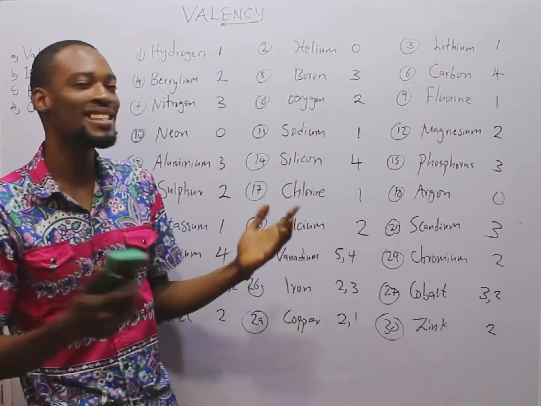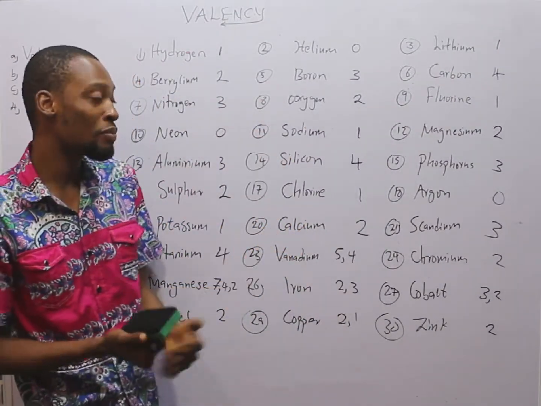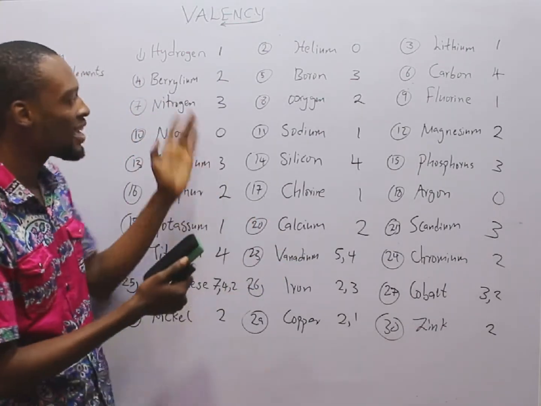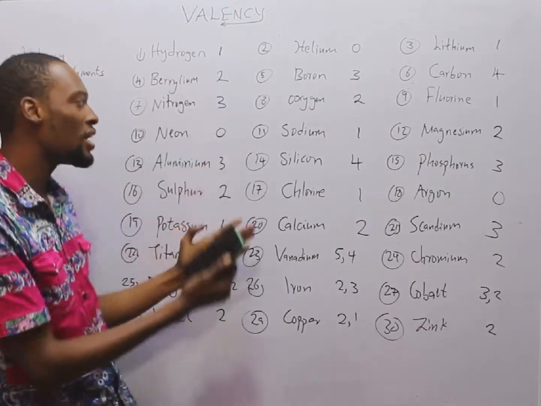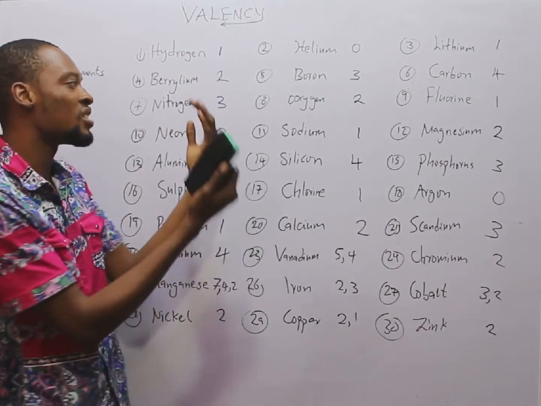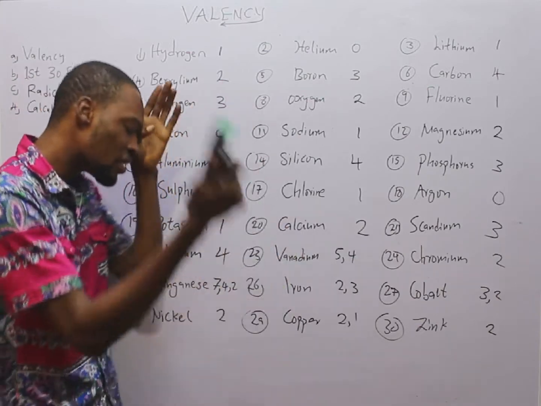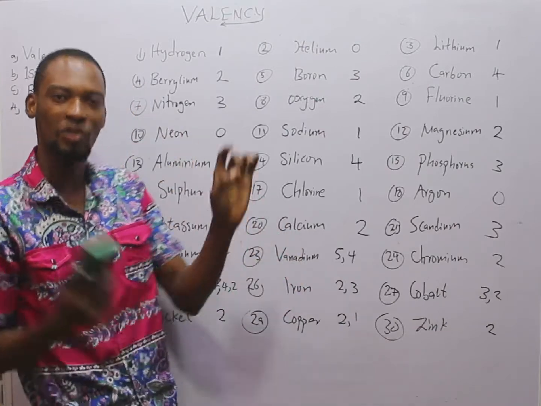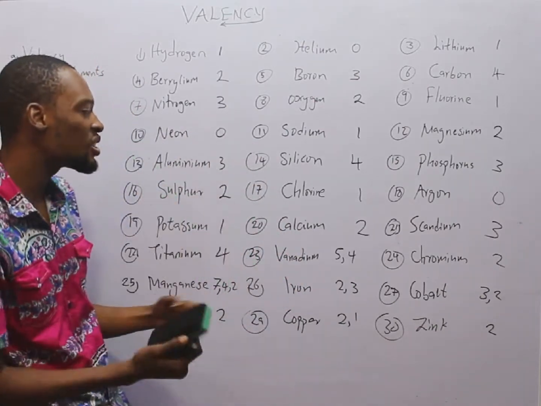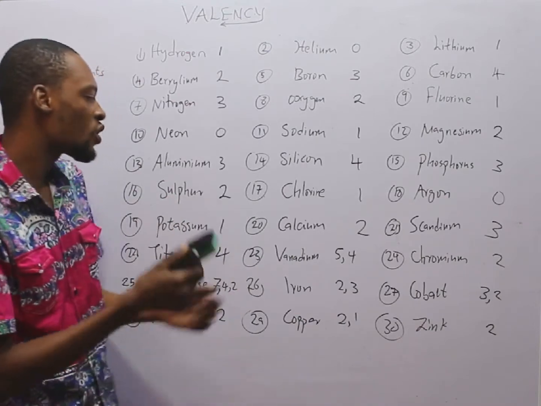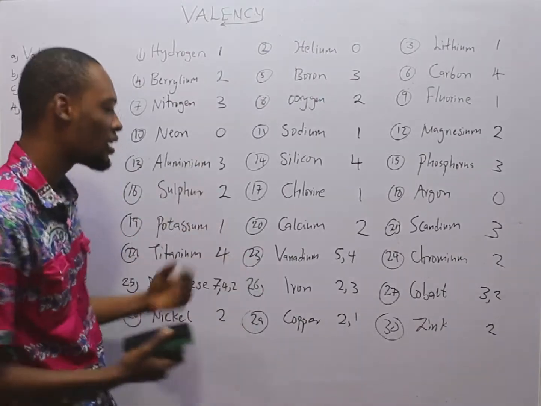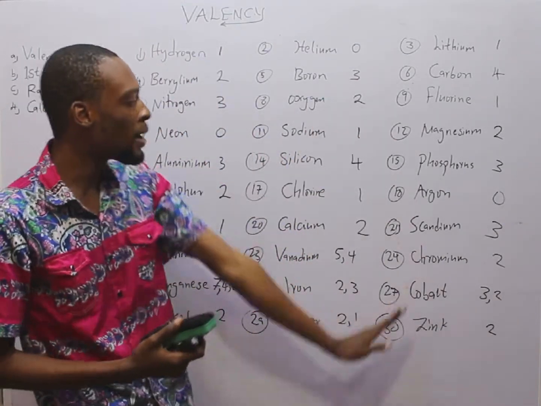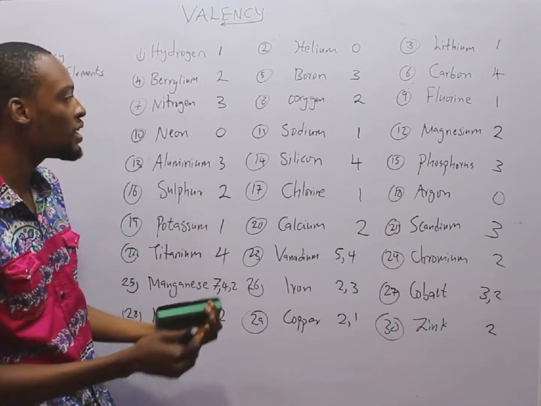Valency of the first 30 elements. If you didn't know, you probably stopped at the first 20 elements. Here are the first 30 elements. We have hydrogen, helium, lithium, beryllium, boron, carbon, nitrogen, oxygen, fluorine, neon, sodium, magnesium, aluminium, silicon, phosphorus, sulfur, chlorine, argon, potassium, and calcium, scandium, titanium, vanadium, chromium, manganese, iron, cobalt, nickel, copper, and zinc. So this represents the atomic number, while in front of them you see the valencies.